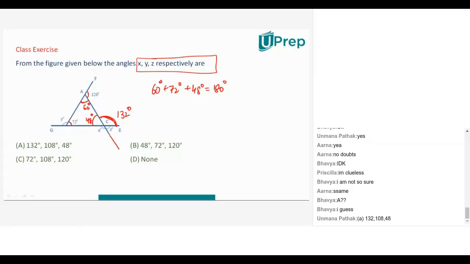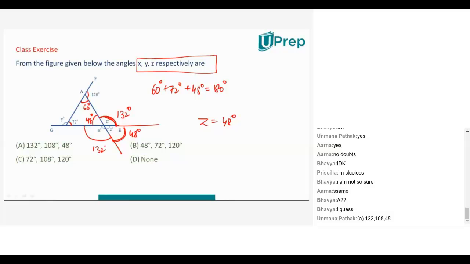What will y be? This entire thing forms 180 degrees. To find y, we again use the concept of linear pair. So 180 degrees minus 72 degrees. What is 180 minus 72? Y is equal to 108 degrees. Are we clear with this? Are you guys clear with this?